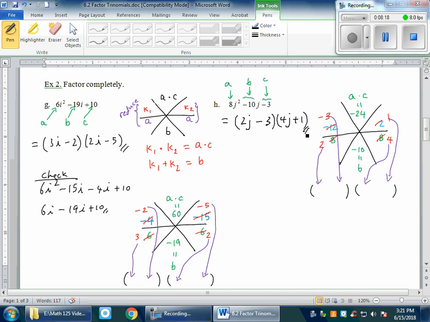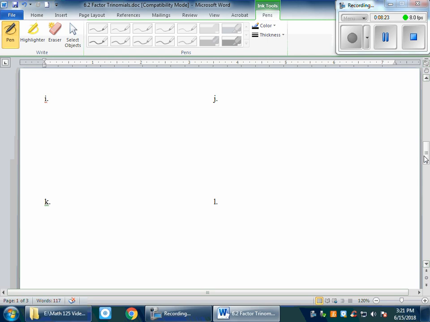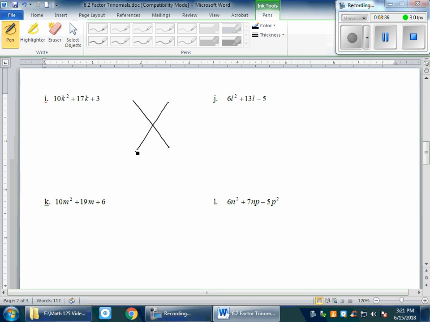So let's practice more on this trinomial. For the next one, I'm going to be using less color so that we can move faster, so make sure you follow me. For this one, my A times C is 10 times 3, which is positive 30. And we want our B, which is 17.